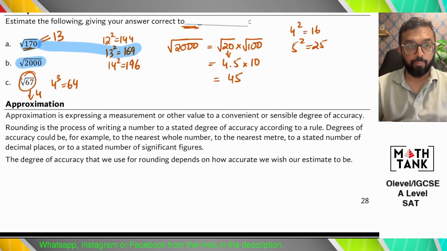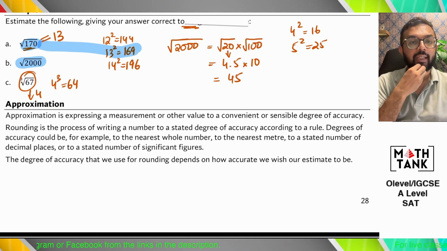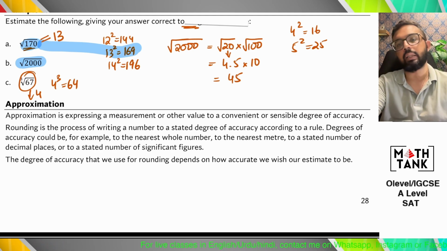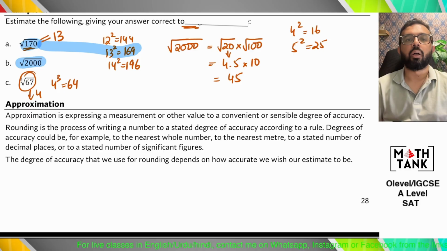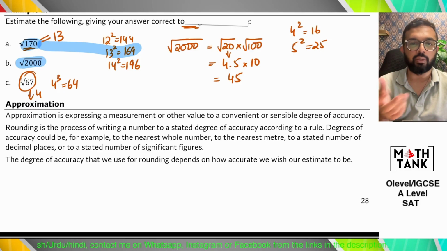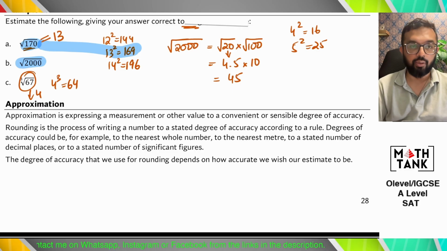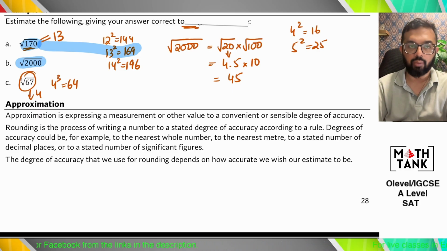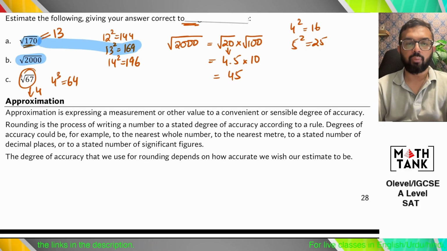Approximation, on the other hand, is expressing a measurement or other value to a convenient or sensible degree of accuracy. Rounding is the process of writing a number to the stated degree of accuracy according to a rule. We'll learn about rounding of numbers, rounding to one decimal place, two decimal places, and so on. Degrees of accuracy could be, for example, to the nearest whole number, to the nearest meter, to a stated number of decimal places, or to a stated number of significant figures.